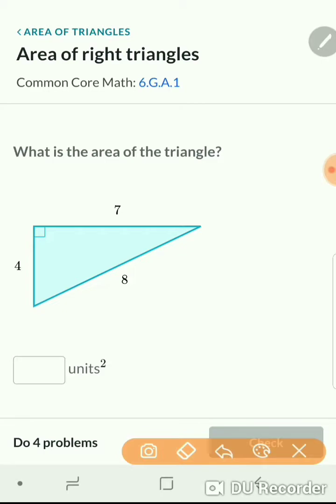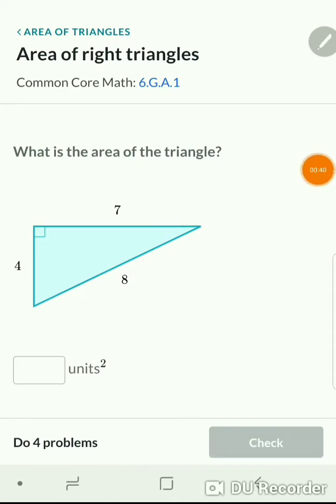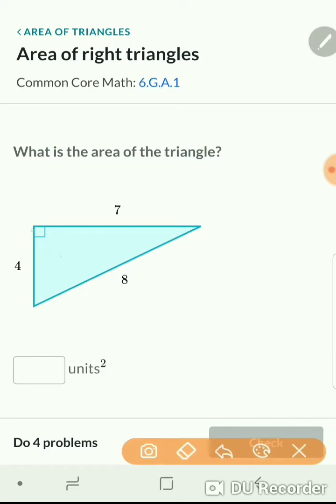So on this triangle here, this side right here and this side right here create your right angle. And you can tell because there's a little box right here that indicates your right angle. So with that in mind, one of these sides will be your base, and the other side will be your height.